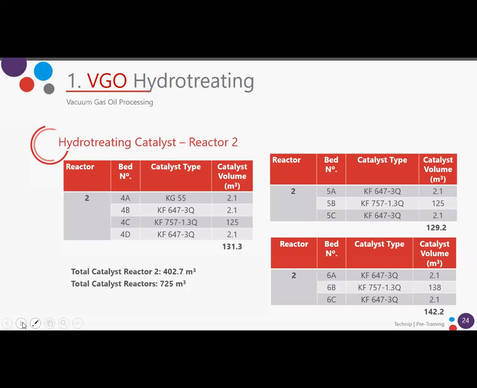So the quantity that we have in reactor 2, we have 400 cubic meters, more or less, of catalyst. And in total, in both reactors, we have 725 cubic meters. You see that this reactor has a little bit more catalyst than reactor 1, and also the height of the reactor is 32 meters compared to 26 from reactor 1.